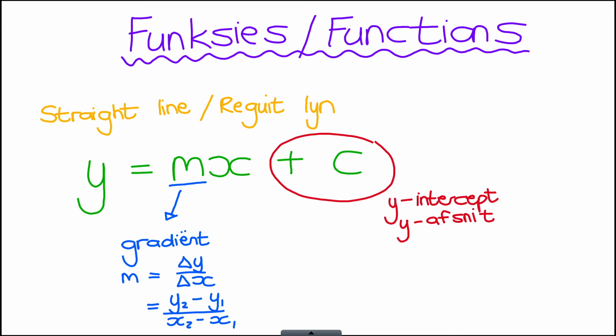Nee, en omdat dit deur jou y-as sny, gaan die koördinaat altyd wees x is 0 en dan gaan jy hê jou y-waarde. So sê nou maar dit was gewees 2x plus 4, then your coordinate would be 0 and 4 because it cuts through where y is 4. Does that make sense? Okay, goed.